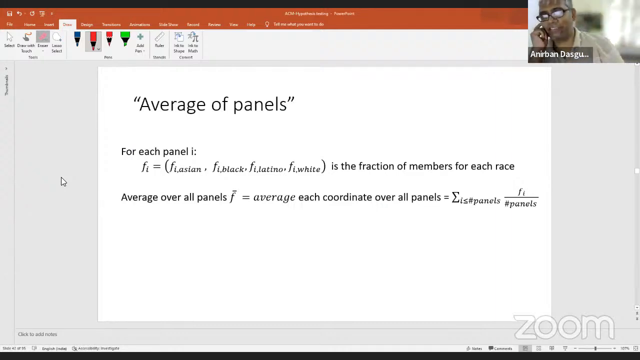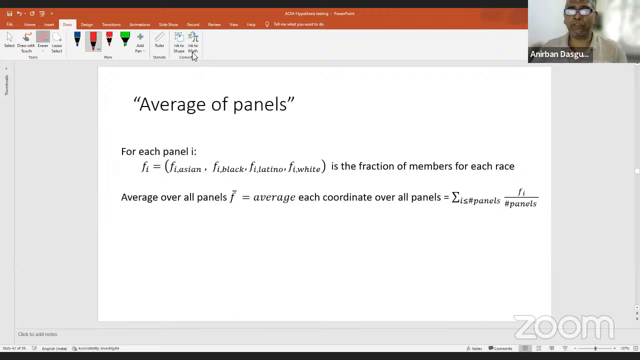So here is a test statistic, right? Let us see what we will do. First, for each panel, we will calculate the fraction of members for the ith panel. Let's say we calculate the fraction of members for each race: the number of Asians in the panel divided by the size of the panel, number of Blacks, African Americans, number of Latinos, number of whites, number of others, each divided by the size of the panel. Now I have a vector, and we will average this vector over all possible panels.